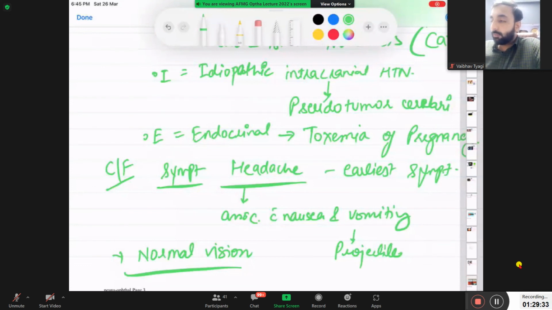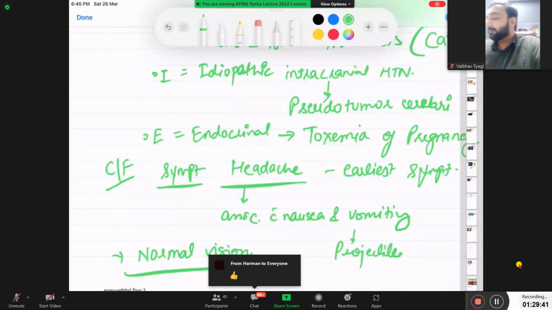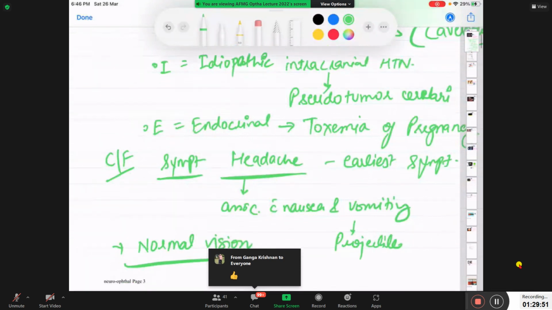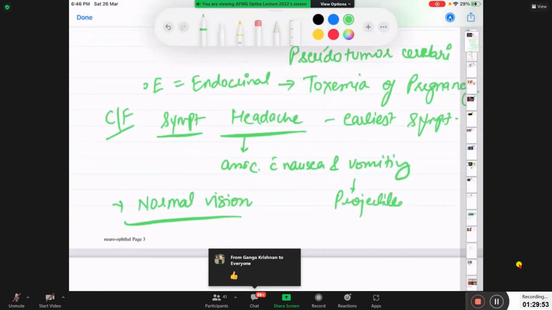Why does a patient have normal vision in papilledema? Because optic disc is a blind spot. Give me a thumbs up if it is clear. Okay. Good. So the patient has normal vision.